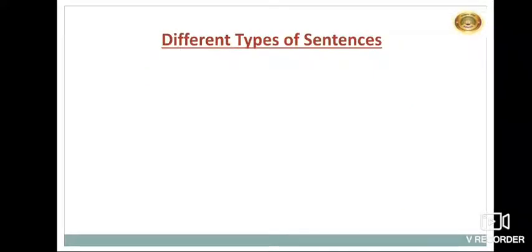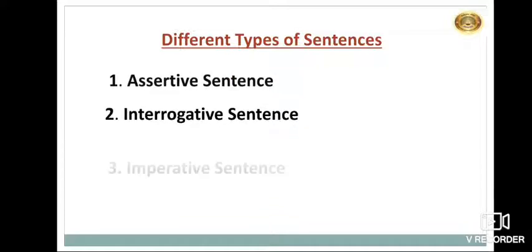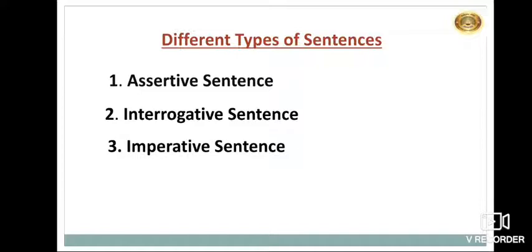Now we will come to our main part, that is different types of sentences. Now there are 4 types of sentences. The first one is assertive sentence. The second one is interrogative sentence. The third one is imperative sentence. And the fourth one is exclamatory sentence. So there are 4 types of sentences. Now we'll learn first the assertive sentence.